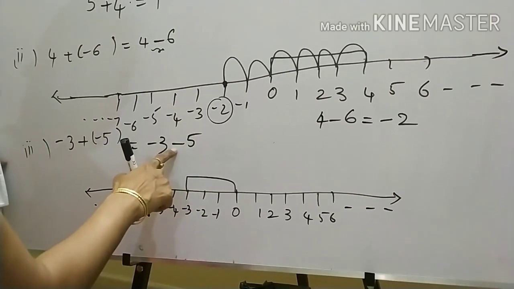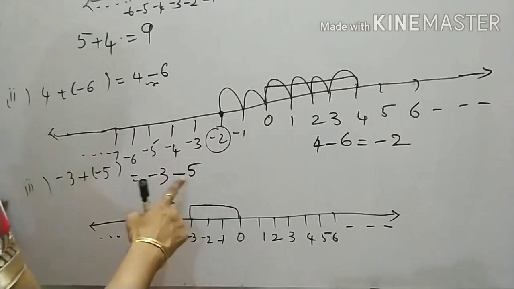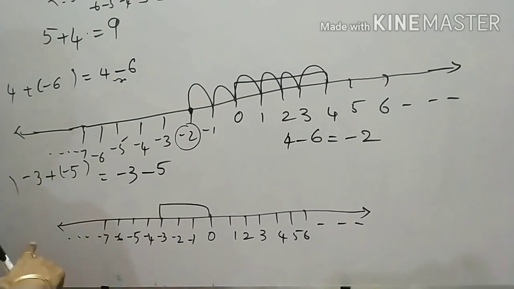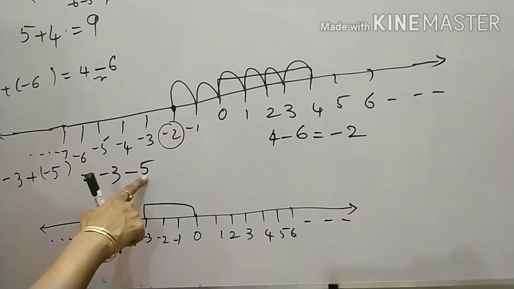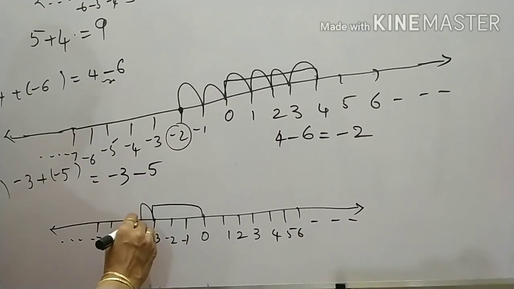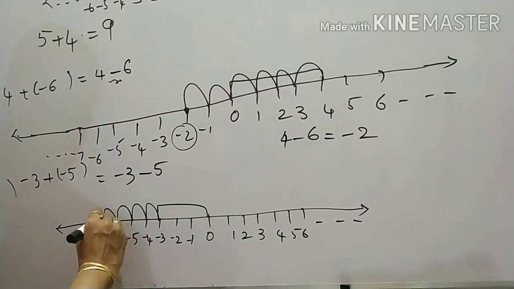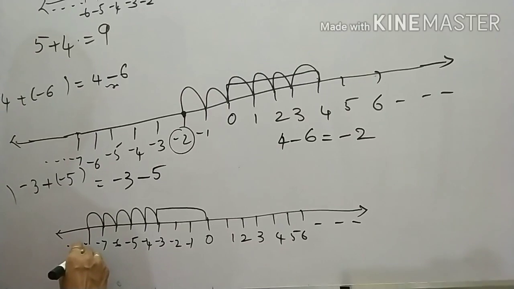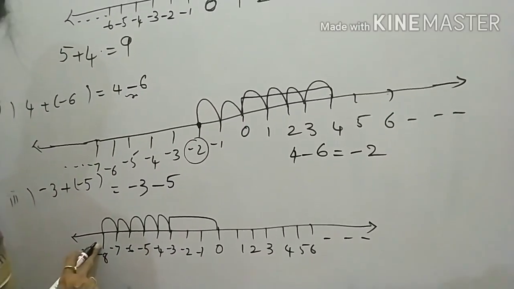After that we have subtraction. Subtraction means you have to go back. That means you have to move left hand side. How many numbers do you have to move? 5 numbers. From minus 3, you have to go 1, 2, 3, 4, 5. So here your number is minus 8.